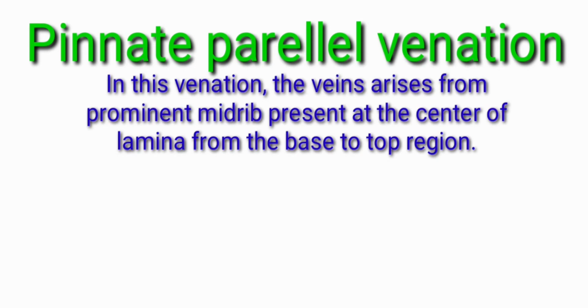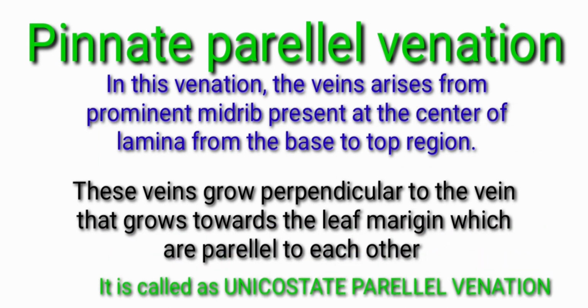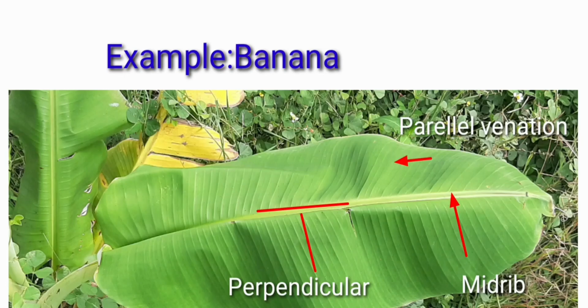In pinnate parallel venation, the veins arise from the prominent midrib present at the center of the lamina from the base to the top region. These veins grow perpendicularly to the midrib towards the leaf margin, and are parallel to each other. It is called unicostate parallel venation. Example, banana. In the picture of the banana leaf, you could find the prominent midrib and veins. Here the veins are perpendicular to the midrib.